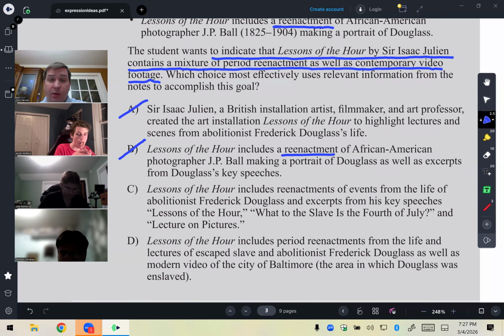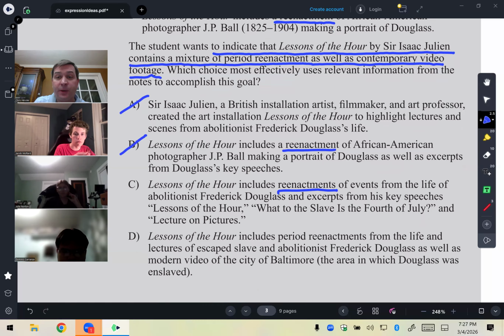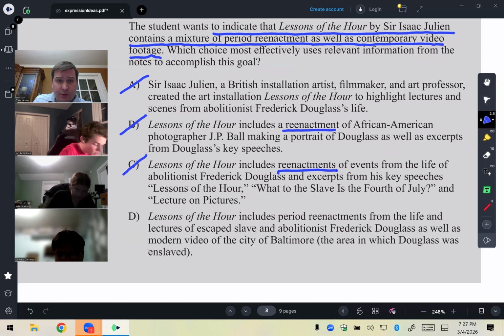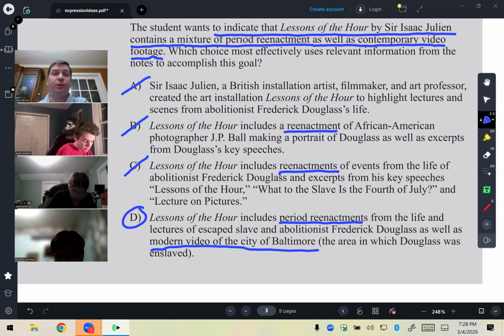C says Lessons of the Hour includes reenactments. We are looking for that. Of events from the life of abolitionist Frederick Douglass and excerpts from his key speeches, Lessons of the Hour, What to the Slave Is the 4th of July, and Lecture on Pictures. So no contemporary video footage in C. Here's D. Lessons of the Hour includes period reenactments from the life and lectures of escaped slave and abolitionist Frederick Douglass, as well as modern video of the city of Baltimore. So answer choice D accomplished the student's goal. We have both the period reenactment as well as the contemporary video footage.